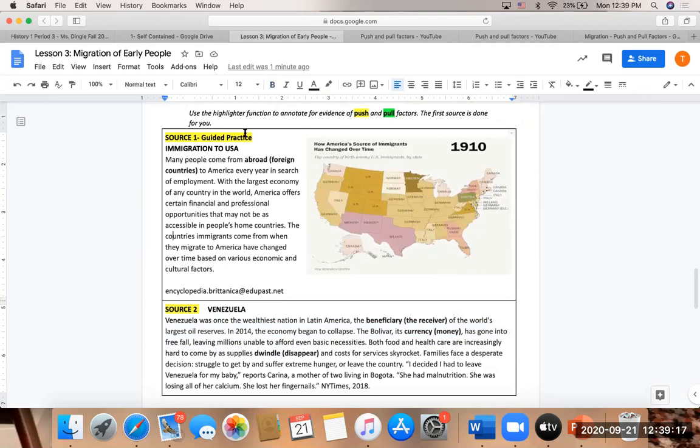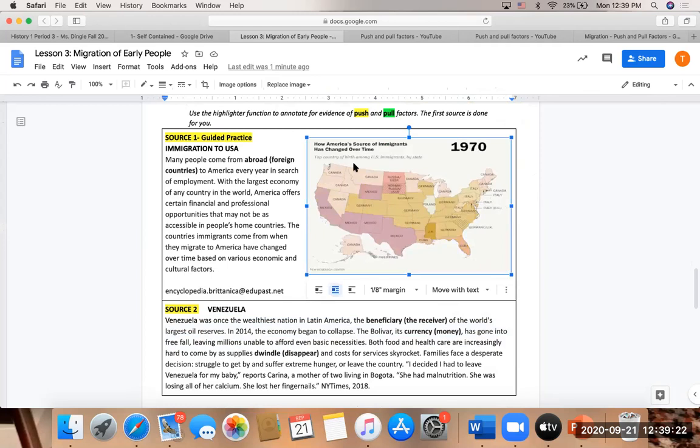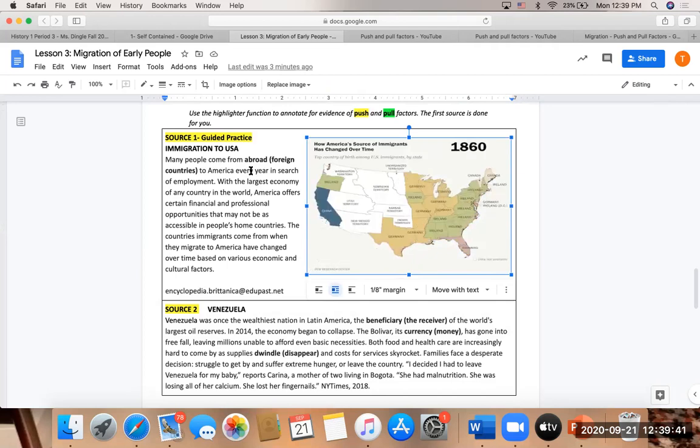Source 1, guided practice. Remember to always read the titles or the keys. Always look at the pictures to see what's going on so you have a better understanding of what you're reading. Immigration to US. Many people come from abroad or foreign countries to America every year in search of employment. Bingo, before I even start reading, I already see that people come to America in search of employment.